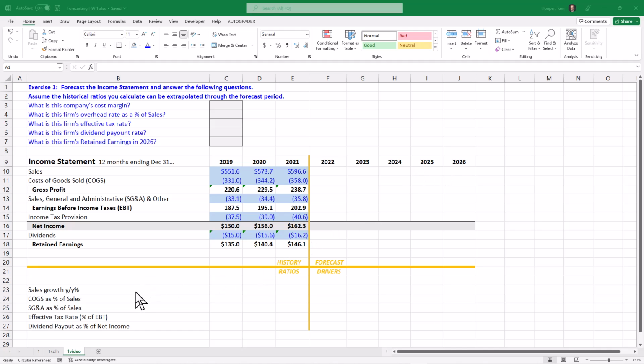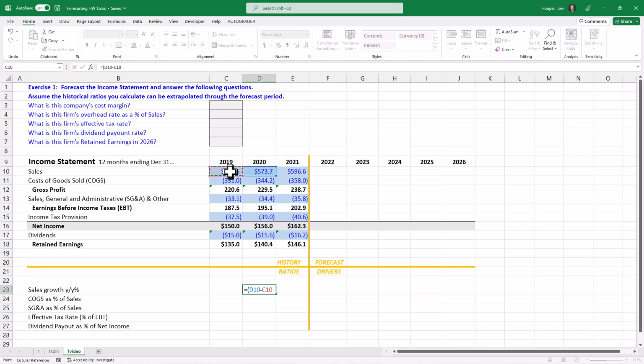The first thing we're asked to do is calculate the ratio called sales growth year over year. Well, I can't calculate it in this cell because I don't know what last year's sales was. So I'm going to have to come over here and begin here. One way to calculate sales growth is to say what was this year's sales minus last year's sales divided by last year's sales. If I do that, I get 4%.